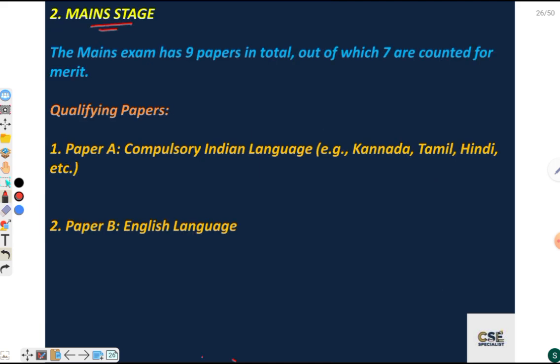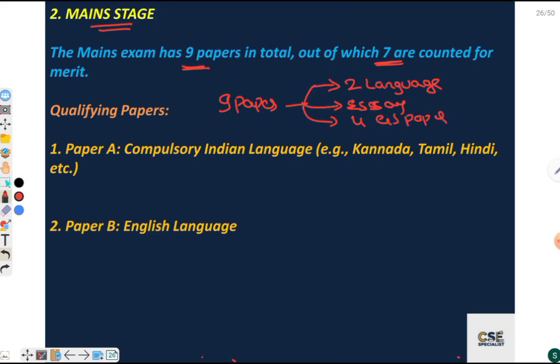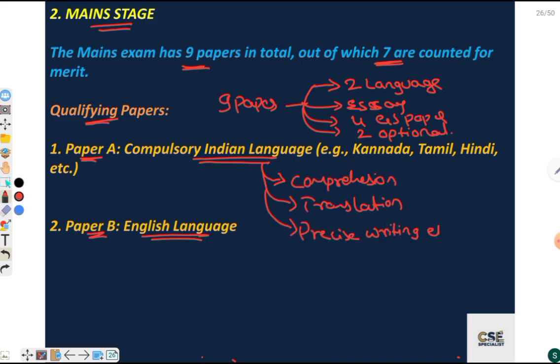Now coming to the main stage, the mains exam has 9 papers in total, out of which 7 papers are counted for merit. These 9 papers consist of 2 language papers, an essay paper, 4 GS papers and 2 optional papers. Let's see the syllabus of the qualifying papers. Paper A is the compulsory Indian language paper, where you have to select one of the languages from the eighth schedule, and paper B is the English language paper. In these qualifying papers, as we have seen in the previous lecture, the components also consist of comprehension, translation, precis writing, etc.